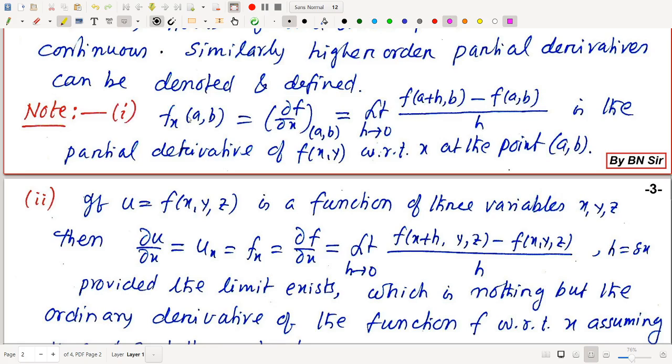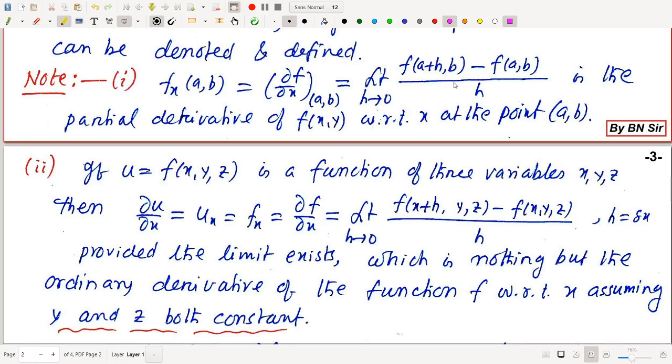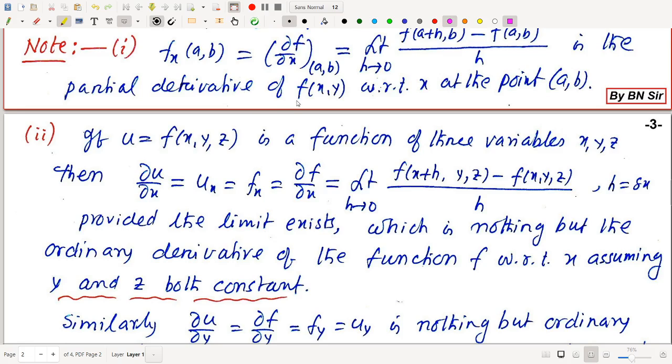Similarly, the partial derivative with respect to y at a particular point a comma b can be written as a definition in limit form. So this is the partial derivative of f of xy with respect to x at the point a comma b.